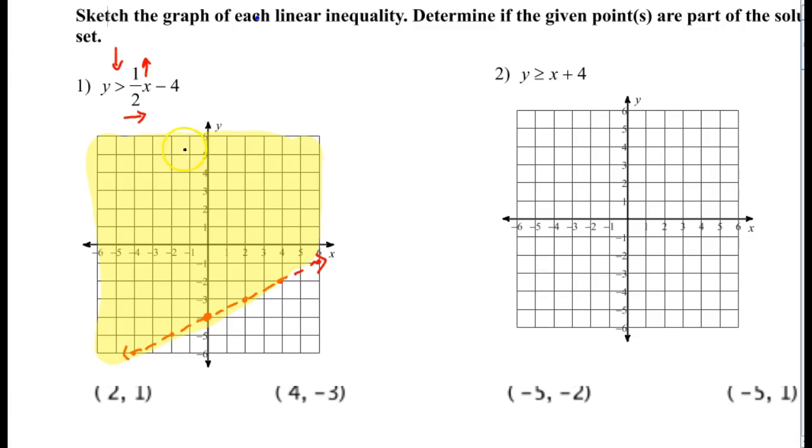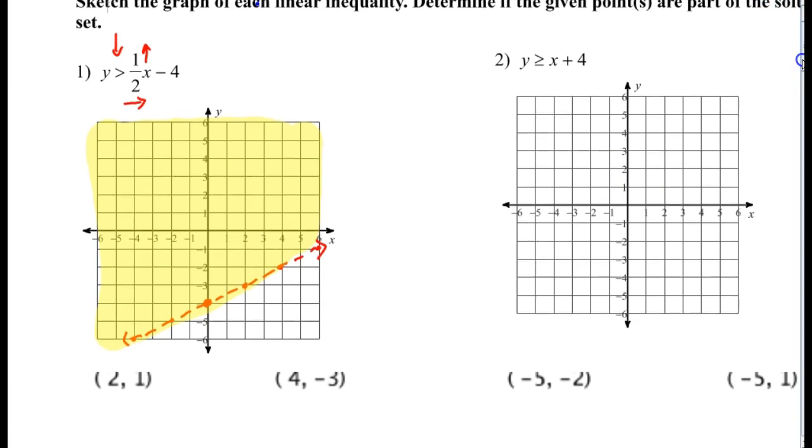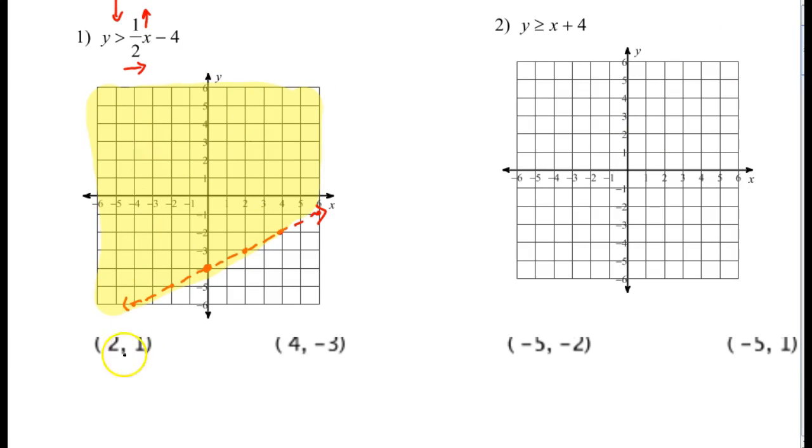Okay. Now below it says determine if the given points are part of the solution. So it's like doing that check part. So there's two ways we can check to see if it's right. One of them is algebraic. You just plug in x and y and see if you get true or false. So like for here, remember this is x and this is y. So we plug x and y into here, so it's actually going to be 1. Is 1 greater than half of 2 minus 4?